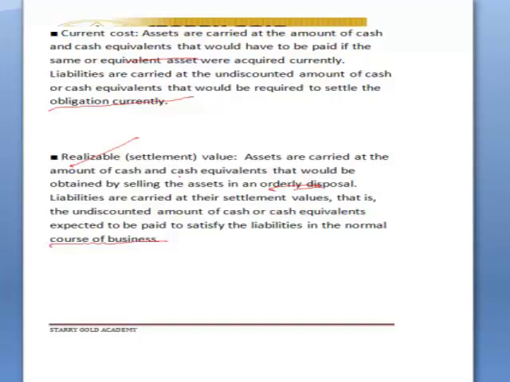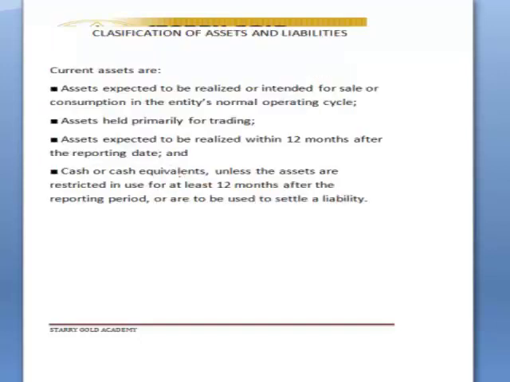So having discussed assets and liabilities, it is necessary we look at the classification of assets and classification of liabilities before we look at a critical example on the accounting equation and forge ahead. So let us look at classification of assets and liabilities. For the asset side, assets are classified majorly into two.